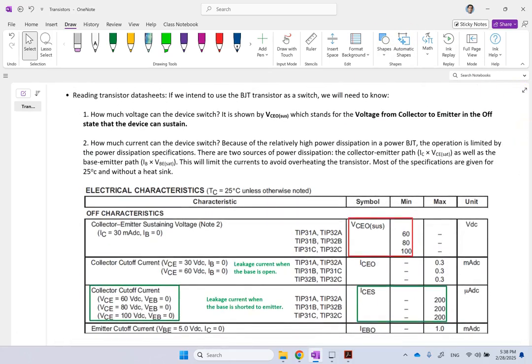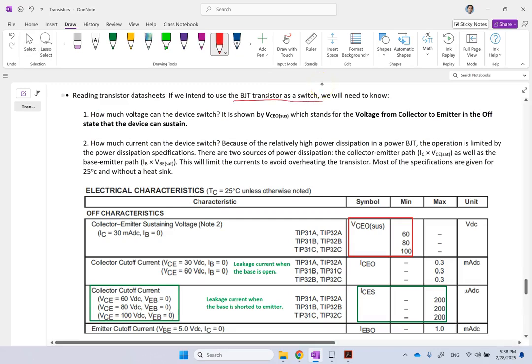Well, transistors typically have several pages of data sheet. And here we want to look at a BJT transistor, and the goal is to use it as a switch. So if you want to use a BJT as a switch, you have to answer a few questions in order to know whether you picked the right transistor or not. The first question is, how much voltage can your transistor switch? In the data sheets, that is shown by this parameter VCEO(sus). What is that?